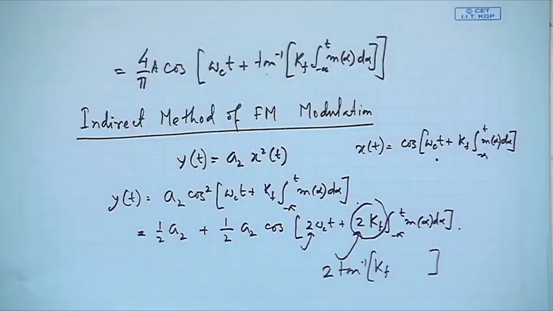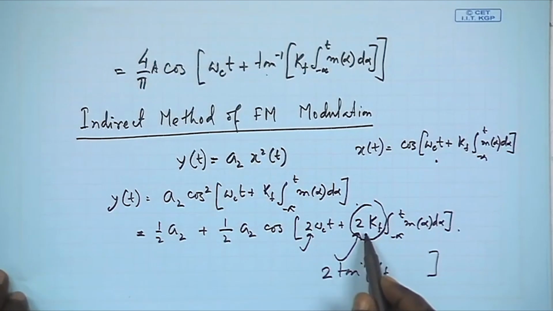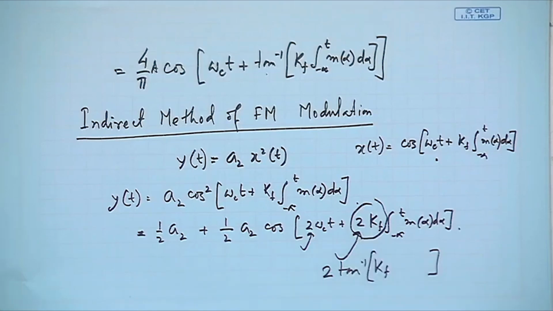Okay. But anyway, now let us try to see how we generate a wider band FM in a practical circuit. Last time, whatever we derived, this was something we were doing. Whenever we took a square, we could see that the frequency deviation also goes up to the square of it. Okay. So, the frequency deviation becomes squared.